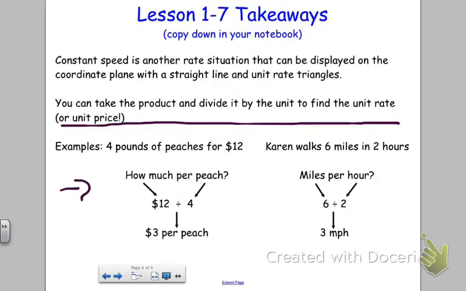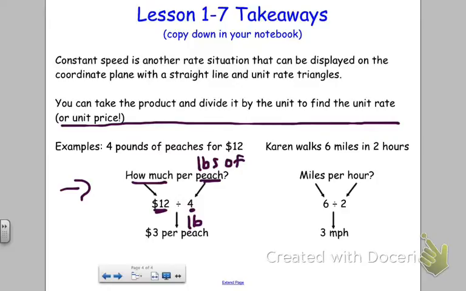The first one you should recognize, 4 pounds of peaches for $12. Well, how much is that per peach? We're looking for the unit price. So how much is the money per peach? Technically, it should be pounds of peaches. And that would be 4, so $3 per pound.